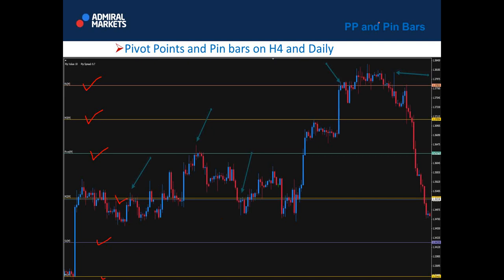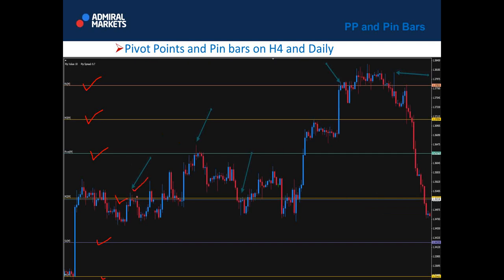And pivot points can be combined along with pin bars to give you a part-time trading strategy. So if you have a day job, and you want to trade the market, let's say from time to time, you don't want to scalp, you're not a scalper, you want to trade it part-time, this is one of the methods you can combine, of course. Pivot points and pin bars. So you have those pivot points and you have pin bars.